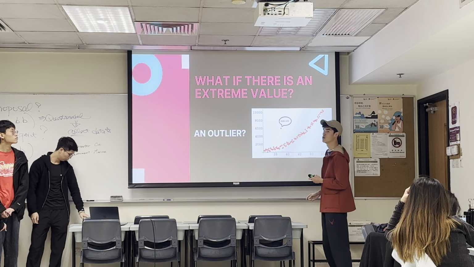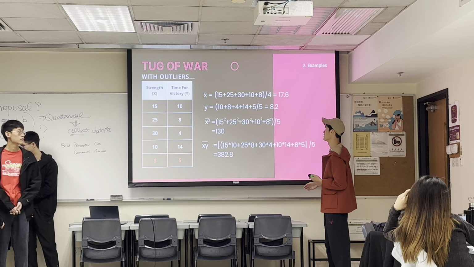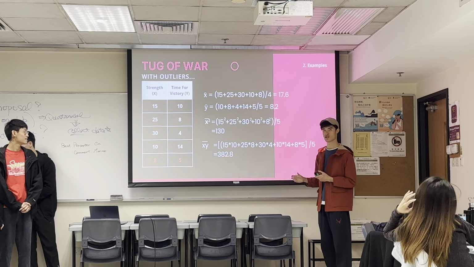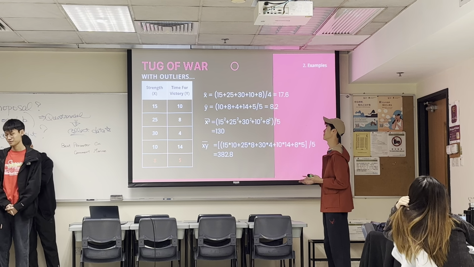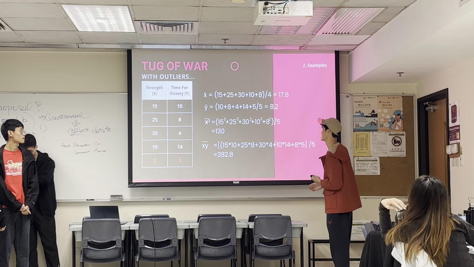And you can see the mean of X, mean of Y, mean of X squared and XY have changed the numbers such as this. 20 switched to 17.6. So we can see that one extreme value matters a lot to the best fit line and all of the data.